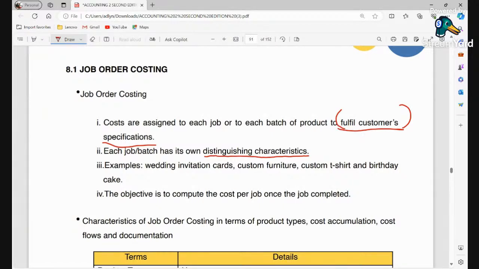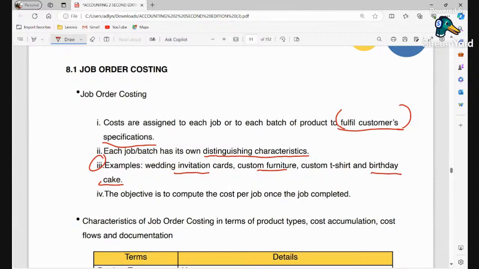For example, as you can see here, we have wedding invitation cards, custom furniture, perabot yang ditempah khas, kad kahwin, and then custom t-shirt like the one that you did for your class, and also birthday cakes. Birthday cakes is also tempahan khas, bukan yang kita go to a certain cake shop or bakery and buka daripada fridge tu and pilih satu. No, that is not the one.